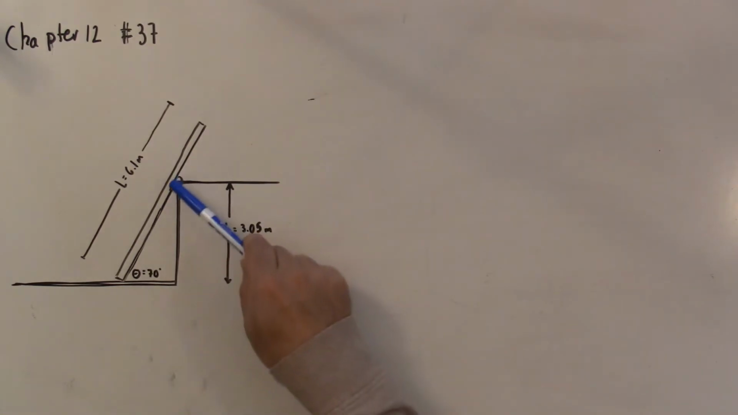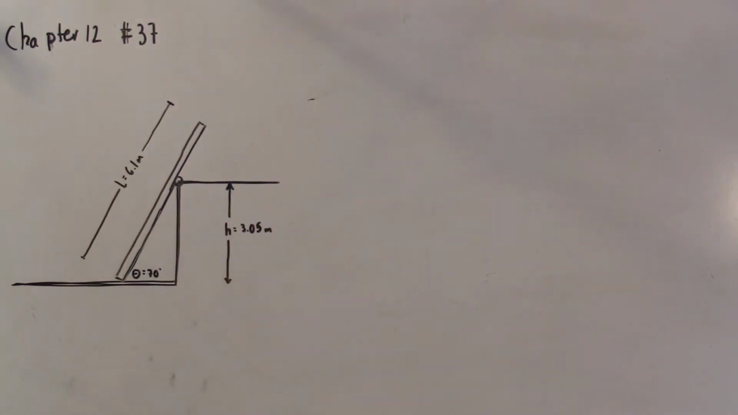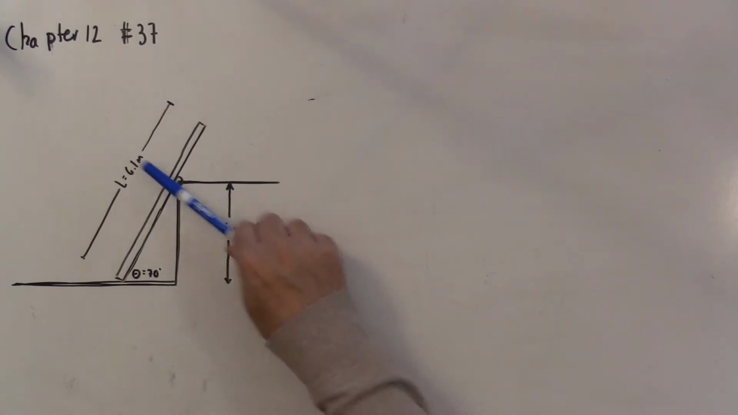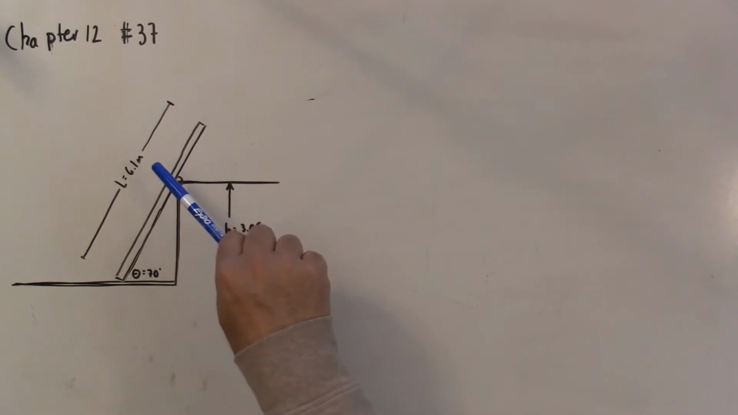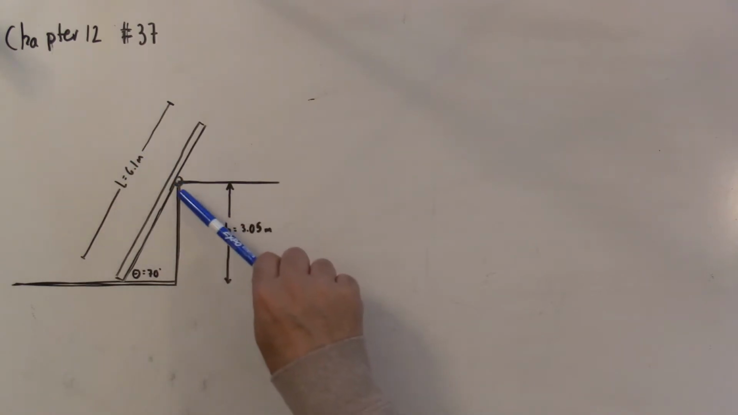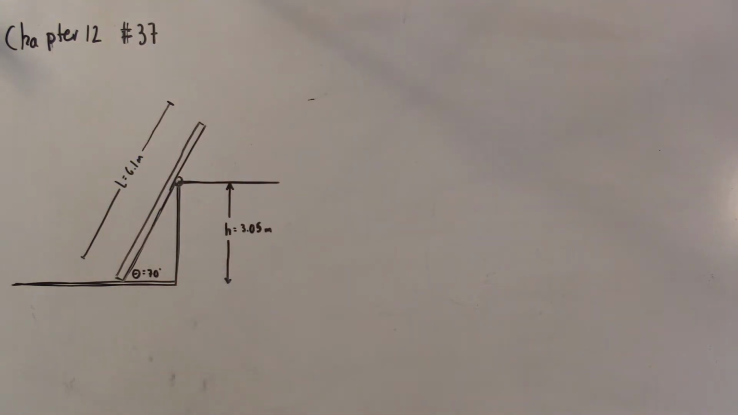It says the roller is frictionless, which means that it could slide either way without a problem. That doesn't mean it's not pushing on it though. The roller still, the uniform plank is still sitting on the roller, which means the roller is pushing it, and it's got to be pushing it perpendicular. So that's going to come in later.